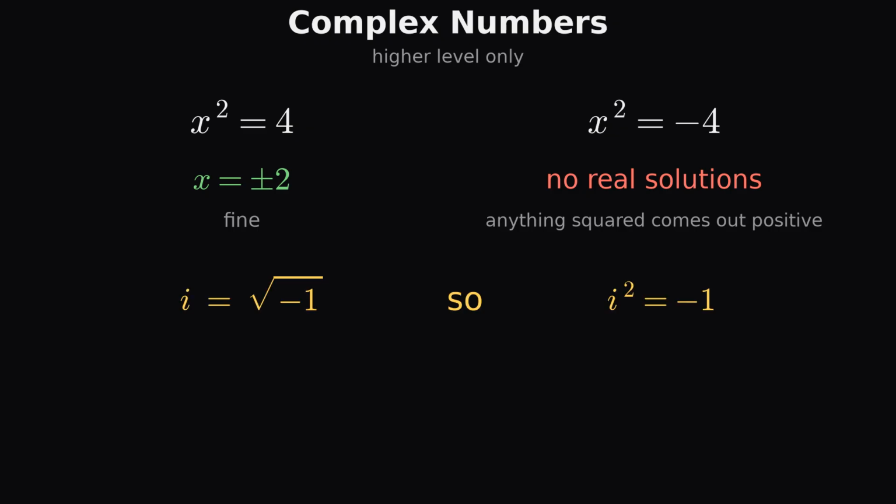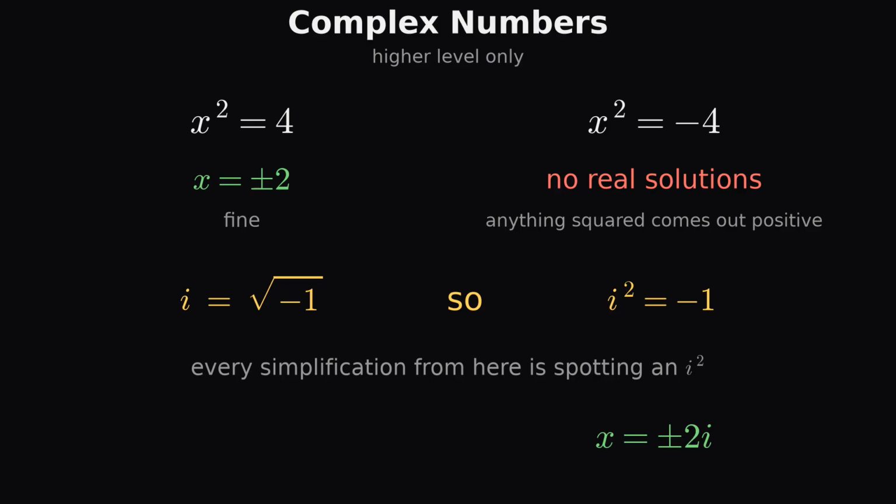i is defined as the square root of minus 1, which means i squared is minus 1. And that single fact is the entire engine of this topic. Every simplification you do from here is just spotting an i squared and writing minus 1 instead. So x squared equals minus 4 now has an answer. x is plus or minus 2i.